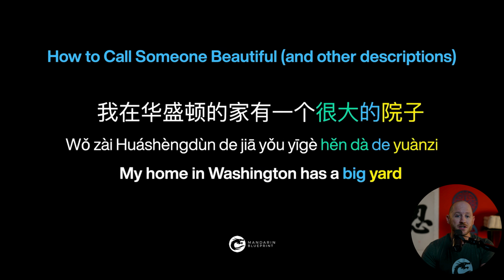我在华盛顿的家有一个很大的院子. Okay, so 院子 is a yard. So if you took out 很大的, the sentence still works. 我在华盛顿的家有一个院子. I have a yard at my house in Washington. That could be a sentence someone says, because maybe in China they don't have a yard. But if you want to then take 院子 and add more descriptors, you can just say 很大的院子.